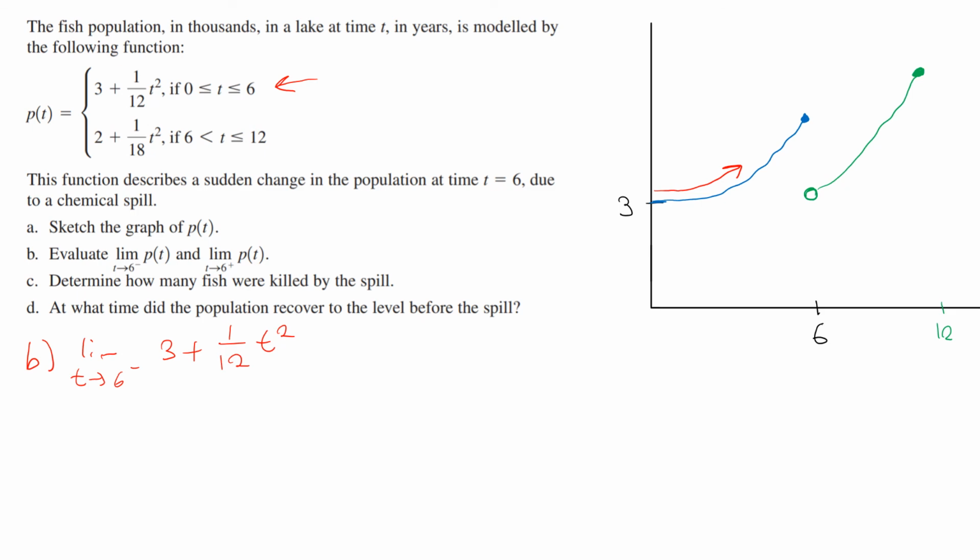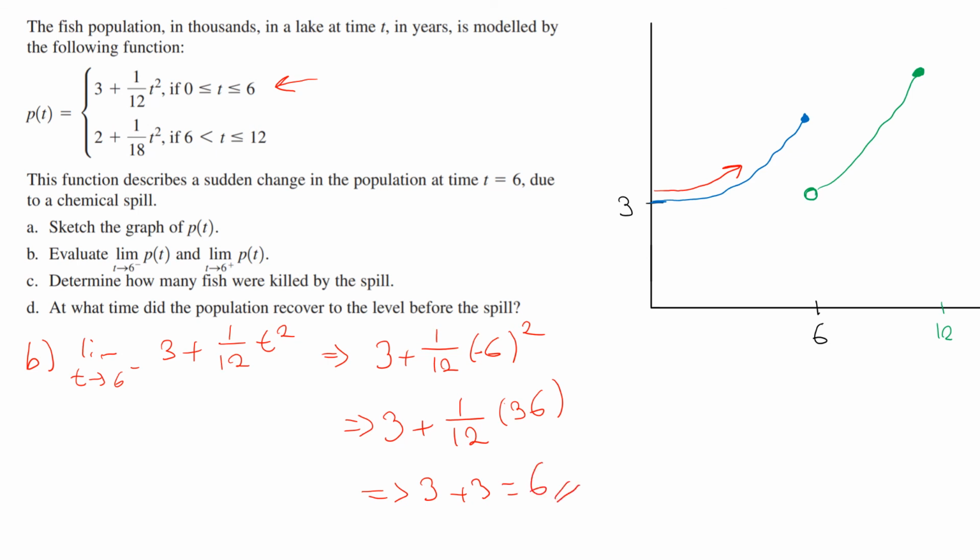When I do that, I will get 3 plus 1/12 times 6, minus 6 because it's coming from the left side, squared. And from here, I can see 3 plus 1/12, 6 times 6 is 36. 36 divided by 12 is 3, so it's going to be 3 plus 3, which equals 6. So for coming from the left side, my solution is 6.